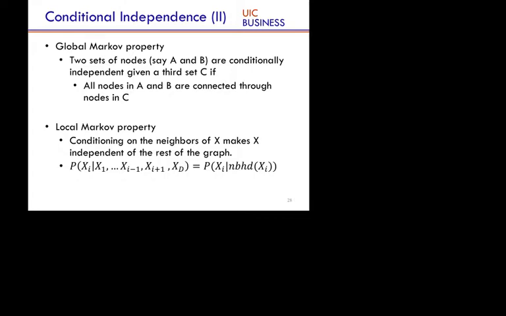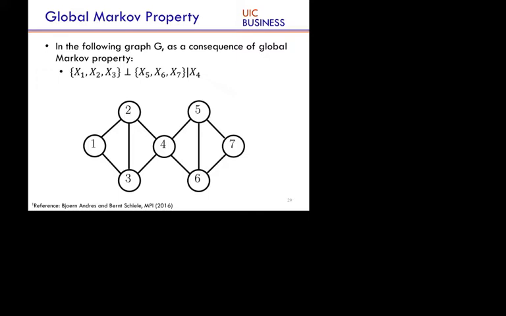The next version of the same thing, but from a local perspective, is as follows. Conditioning on the neighbors of X makes X independent of the rest of the graph. In other words, probability of Xi given the remaining random variables in my set of random variables, 1 to D, is just going to be probability of Xi given the neighborhood of Xi. We defined neighborhood even in the last class review for graphs. So these are the conditional independence properties that you can read off from a given undirected graphical model.